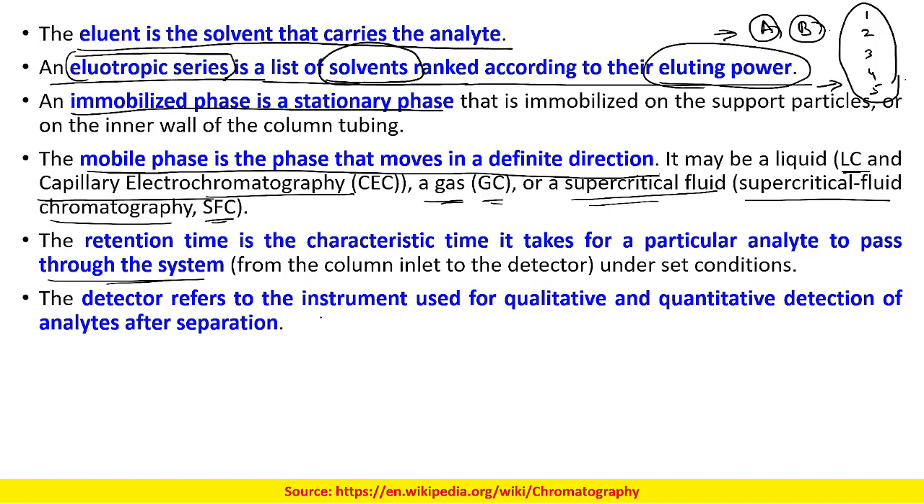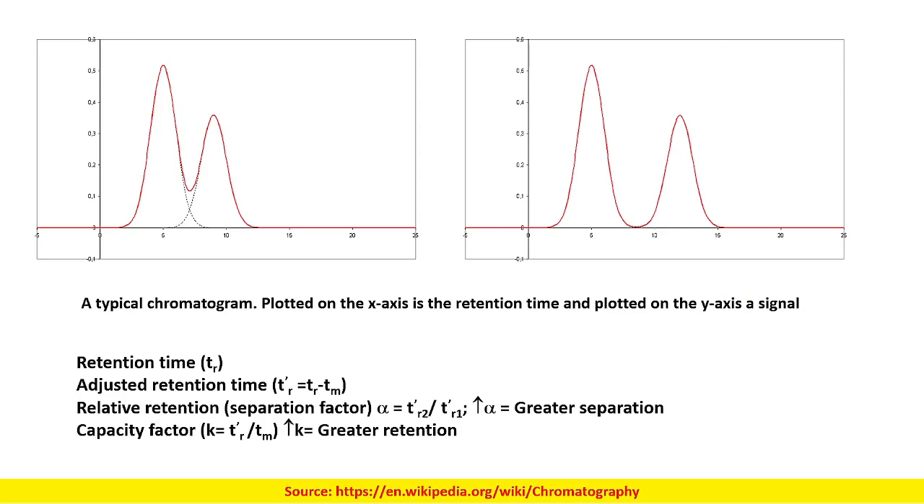Then the detector refers to the instrument that is used for the qualitative and quantitative detection of the analytes after the separation. Now herein we have been given a typical chromatogram. Suppose we have two components, A and B. If you see in the first case, before analyte A has been completely eluted, analyte B has started to be eluted out of the system. Hence, there is a merging of the peaks.